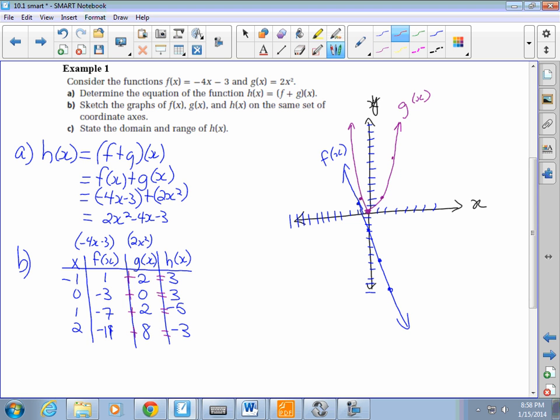So my h of x was at -1 and 3. -1, 3, 0 and -3. 1 and -5. And then 2 and -3. So it starts to go back up. Oops, pretend that actually went through that point. So this would be my h of x graph.